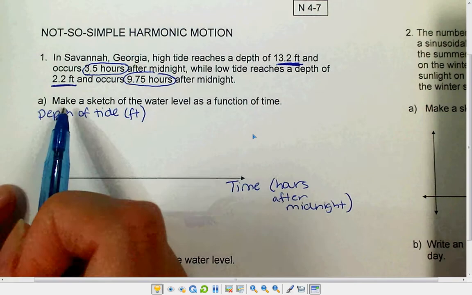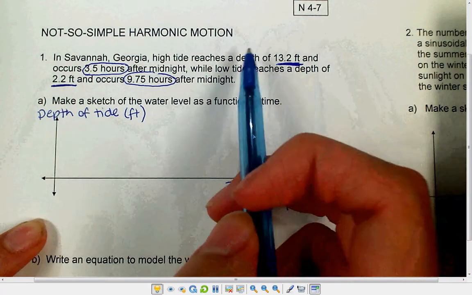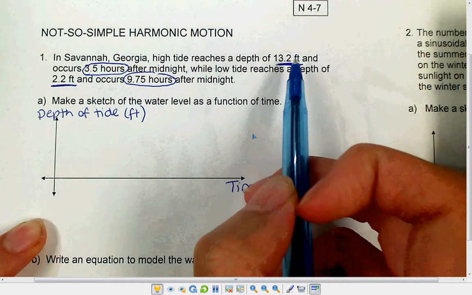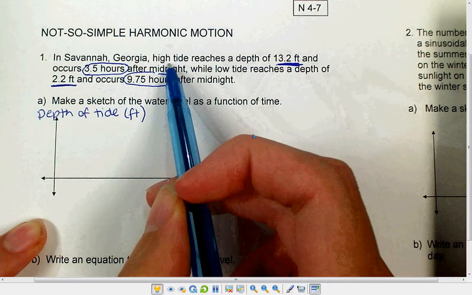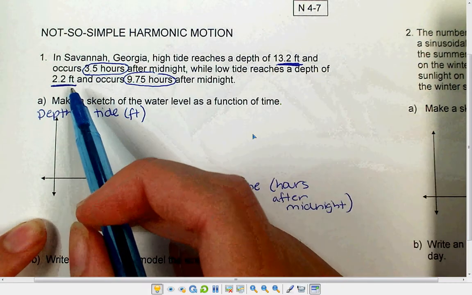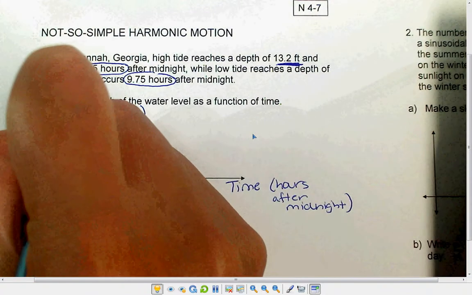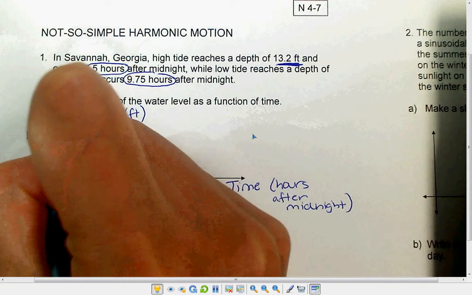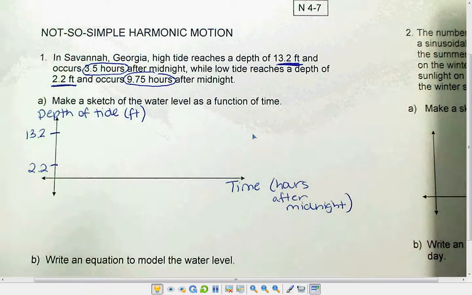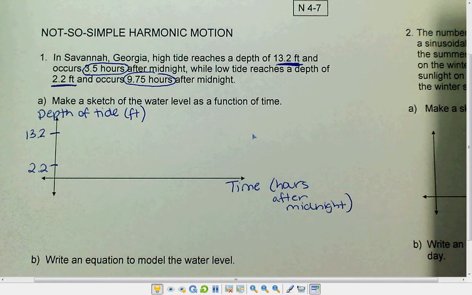So your tide, we see that the high tide reaches a depth of 13.2 feet. So this is the highest our tide reaches, and the lowest it reaches is 2.2 feet. So I'm going to label that on my y-axis. I have 13.2 and 2.2. So that's the highest and lowest my tide reaches.